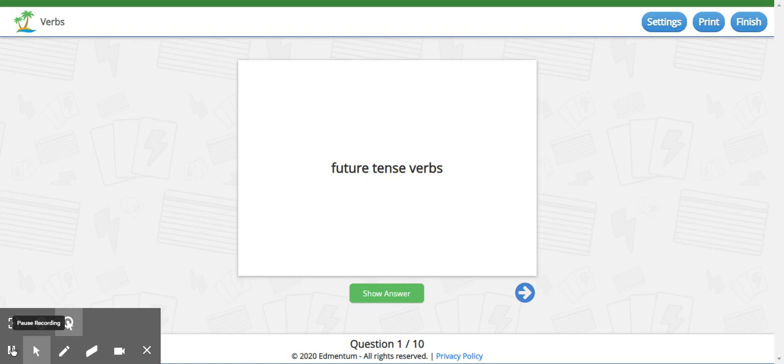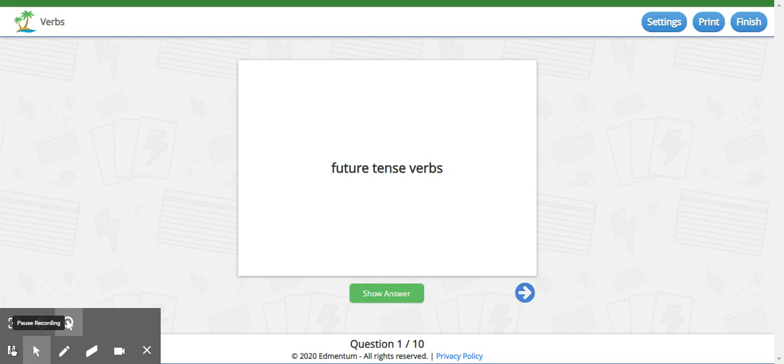Okay, for guided practice today, you should see flashcards on your screen right now. Each flashcard is either going to have a statement on it or a question where you'll have to fill in the blank or answer the question. So, for example, number one says future tense verbs. I want you to think about, what do future tense verbs show? You may refer to your notes at any given time to answer the question.